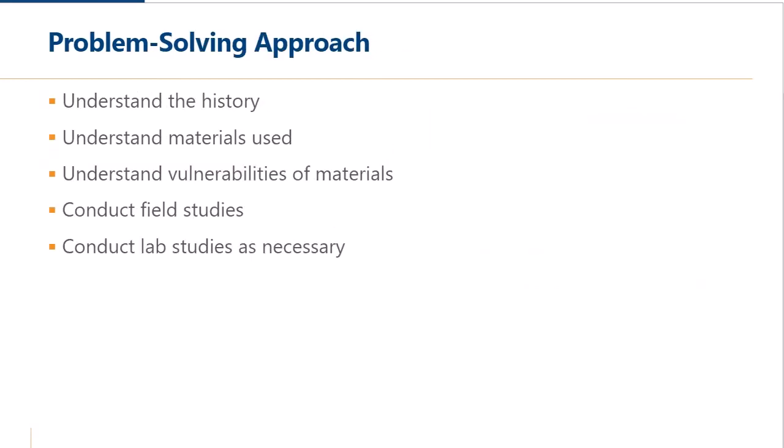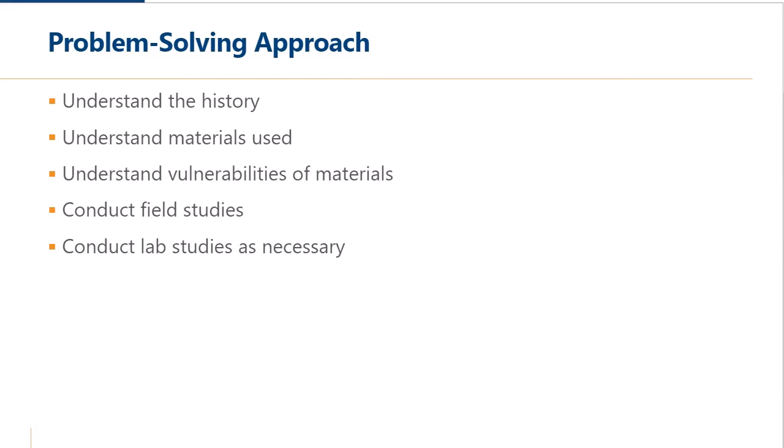So the general problem-solving approach that we use follows these steps. First of all, understand the history. What happened and when did it happen? When was the building constructed? Were repairs done, and if so, when? When was the problem first noticed? Was it something that happened during construction, or 50 years after the building was built? Did somebody say, hey, that doesn't quite look the way it used to? What's going on here? And if so, when?